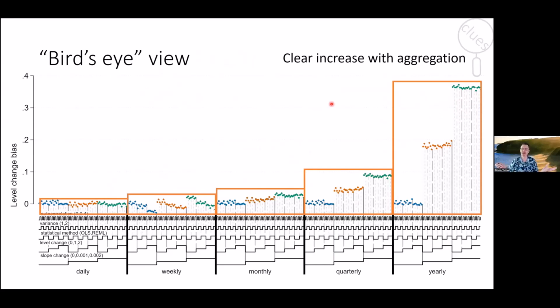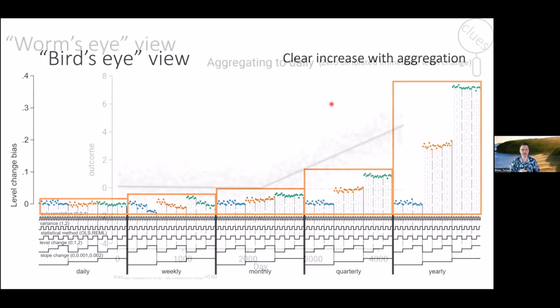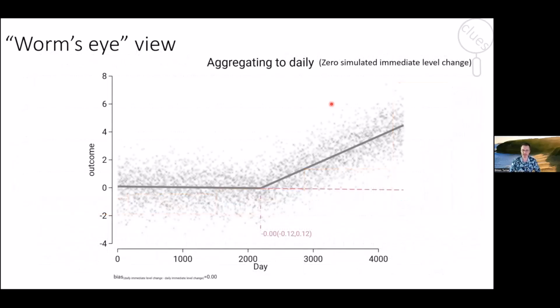But now I want to see, is this just something that happens for some reason when I'm accumulating all this data, or can I see it when I look at it as an individual study? So now we've gone from the bird to the worm. Here's our worm's eye view. Now I'm looking at a level change that was simulated to be 0.